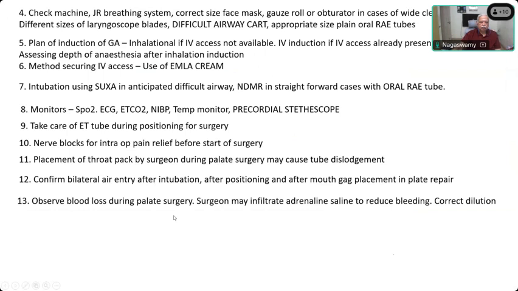Observe blood loss during palate surgery. I have just combined some things about palate also, because if it is a palate discussion, then these are all the things they will ask you. The surgeons may infiltrate adrenaline saline to reduce bleeding, and they may ask you about the correct dilution. How much dilution you have to make if the surgeon wants to infiltrate adrenaline saline for palate repair? 1 in 2 lakh. How do you prepare that?